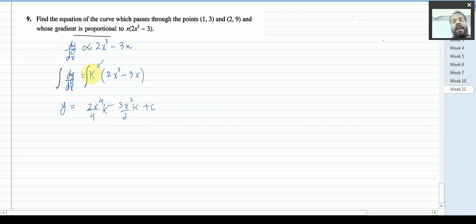There are two unknowns, and similar to the last question, we have two points, (1, 3) and (2, 9). We need to apply those points one by one in this equation. We will get two equations to find the values of k and c by simultaneous equations. We discussed the same in the last question as well. So you have four minutes to complete this question by yourself, and then I will explain. So start.